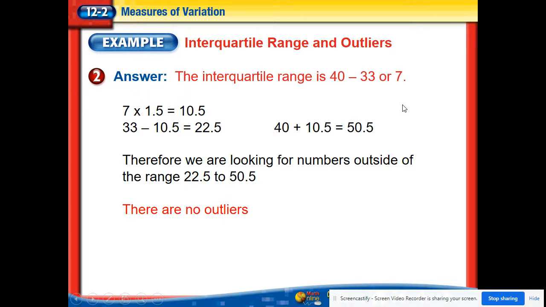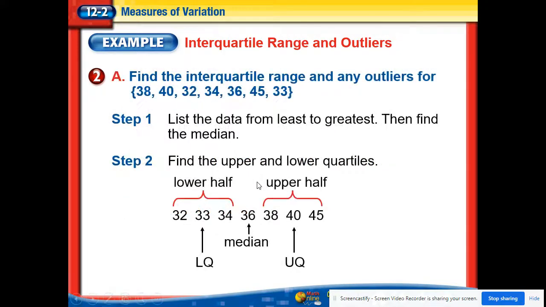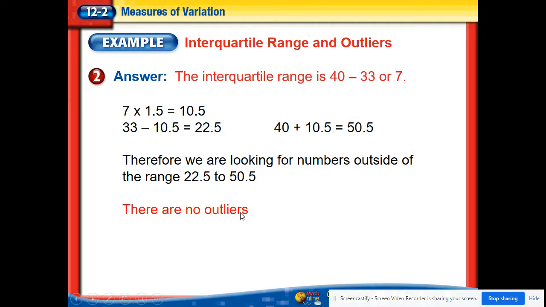Now let's talk about outliers. Are there any outliers here? We're going to take that 7, multiply by 1.5, which is 10.5, subtract it from the lower quartile, giving us 22.5, and add it to the upper quartile. So we're looking for this range from 22.5 to 50.5. If we go back, all these values here are between 22 and 50. There's nothing outside that, so we say there are no outliers because all the data fits within that range. Let's try another one.